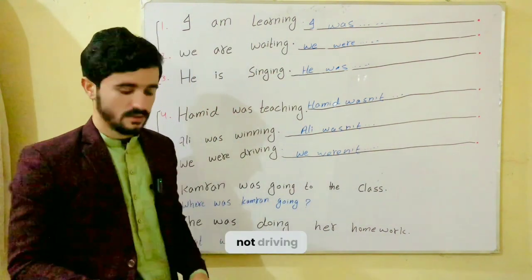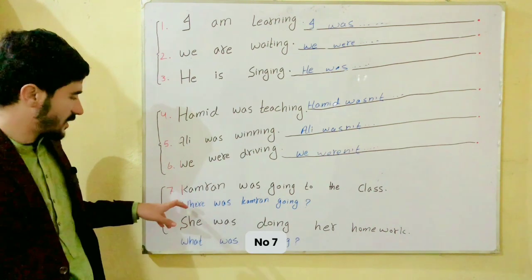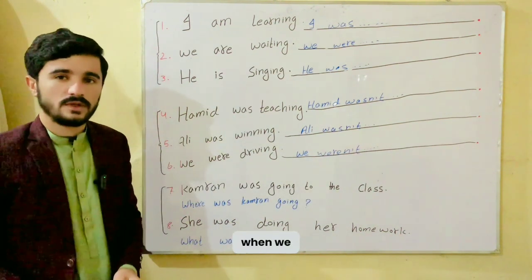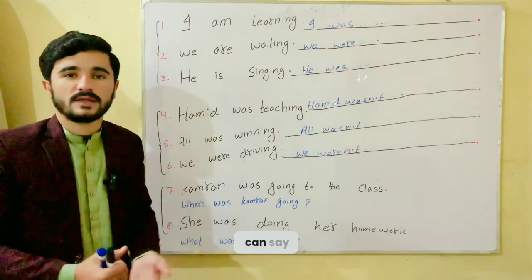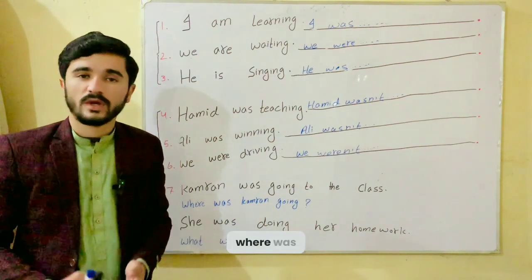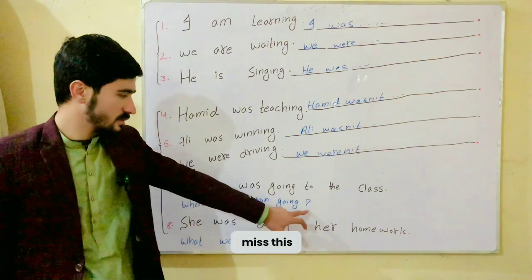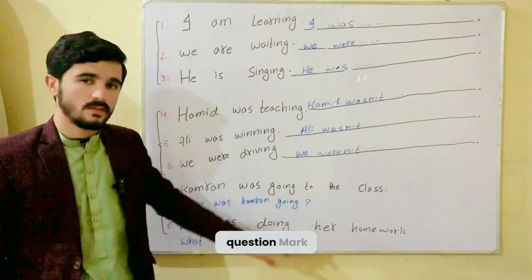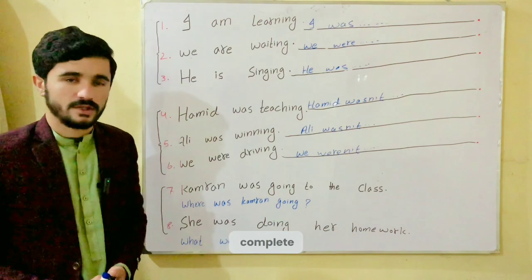We were not driving. And look at the last two sentences. Number 7 is: Kamran was going to the class. So it's an answer. Kamran was going to the class. How can we make the question? Where was Kamran going? But never miss the question mark at the end of the question. If you miss the question mark, your question will not be complete.